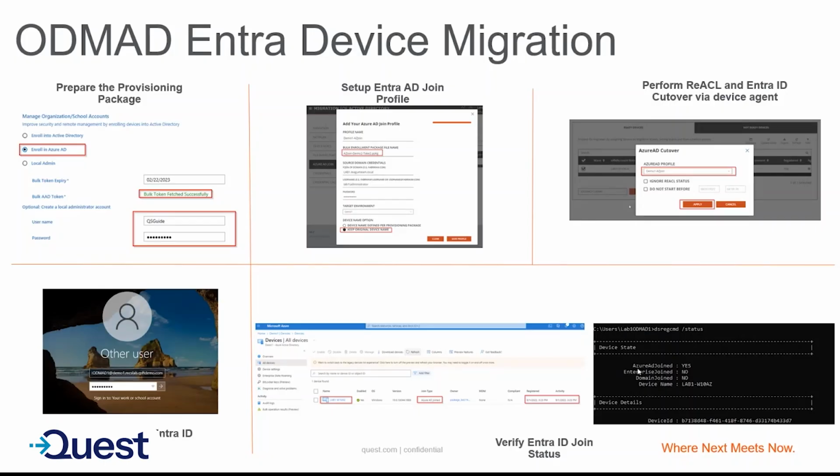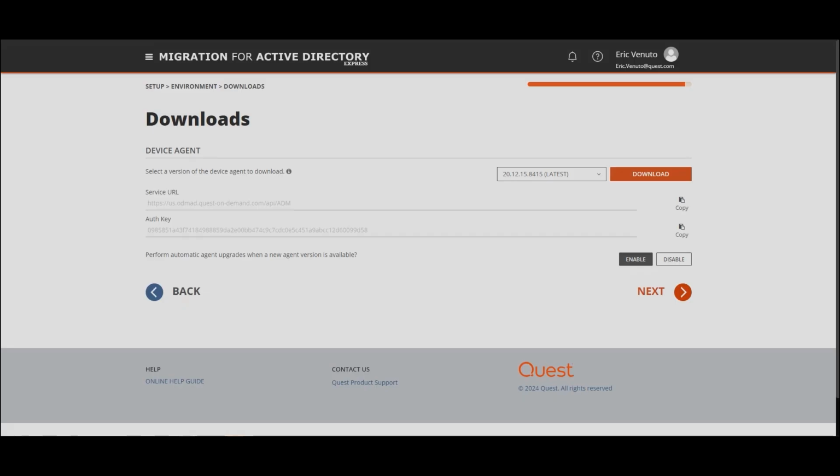To prepare for your upcoming migration, you'll need to create a bulk enrollment package using Windows Configuration Designer, as well as an Entra ID join profile, which we'll cover in another video. First, we'll download the device agent.